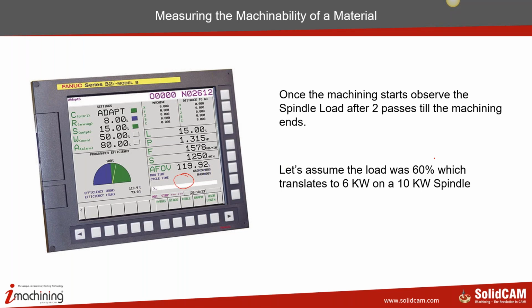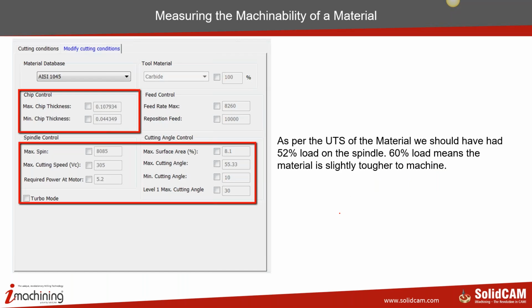Let's assume that the spindle load was showing 60%. So 60% on a 10 kilowatt translates to 6 kilowatts. When I go back into my part, you can see that it was actually showing that this cut would have taken 5.2 kilowatt, but it's actually showing 6 kilowatt on the machine, which means the material is much tougher than what the UTS is showing.